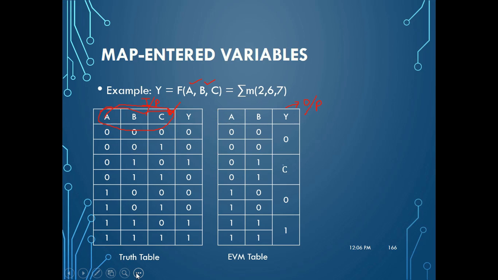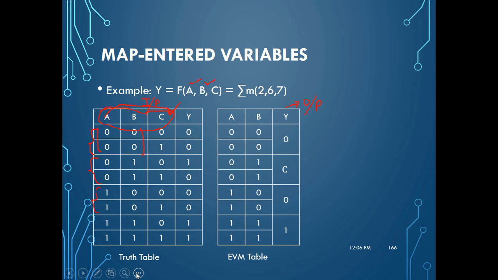So here, let us see. A B is 0 0, and here also 0 0 you have. And here two combinations: A has got 0 0, B has got 1 1. Okay, that you can take.